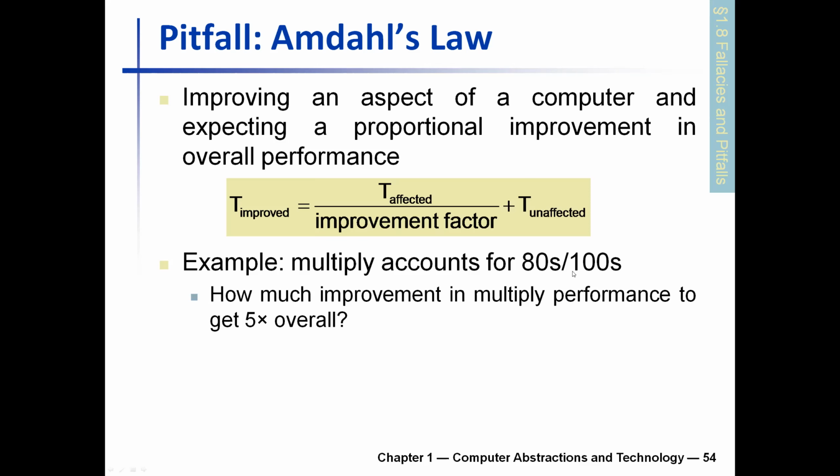Right, so overall, the program is taking 100 seconds. Out of that 100 seconds, 80 seconds are taken by multiply operations. Now, we are going to improve the performance by improving the performance of the multiply hardware. So, if we want to get 5 times overall performance, how much should we improve the performance of multiplication operations? How much of a performance improvement should we expect for multiply operations?